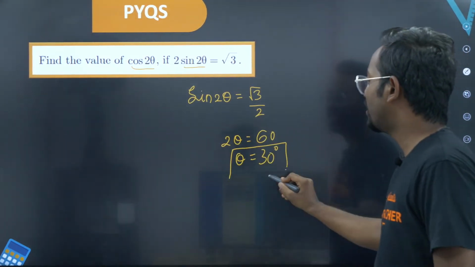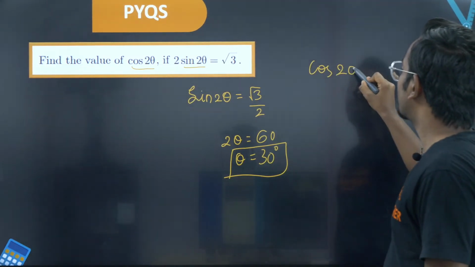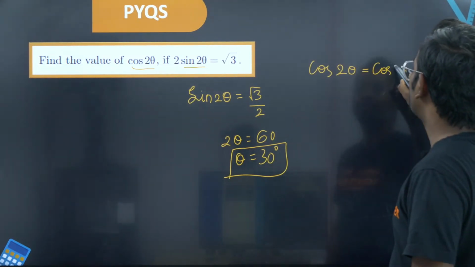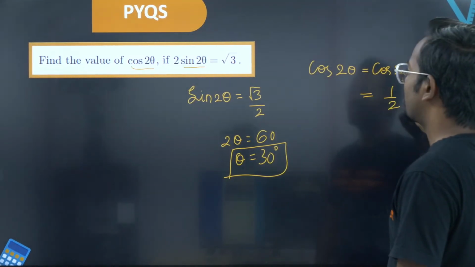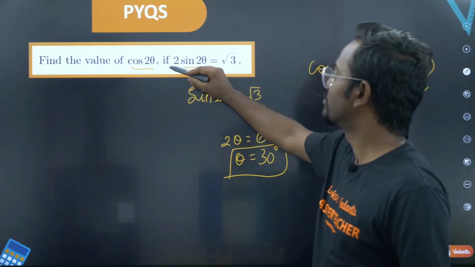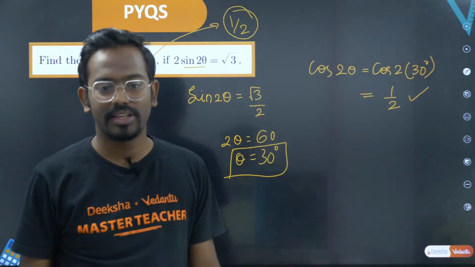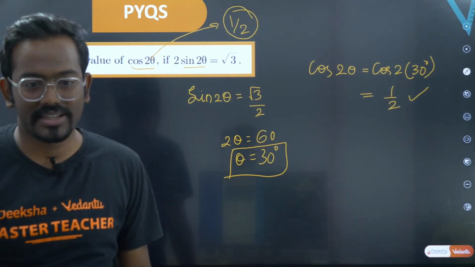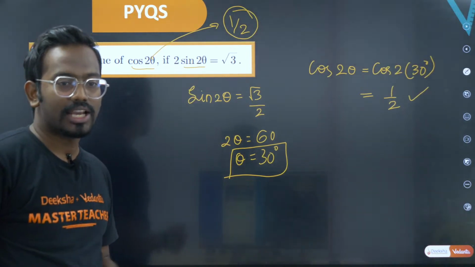Okay. So if theta is 30 degrees, I want cos 2 theta. That is cos 2 theta is nothing but cos of 2 times 30 degrees. Cos 60 degrees is nothing but half. So therefore my answer is half. The answer for this is basically half. Hope this is clear, everybody. Very good. So let's take up the next question.